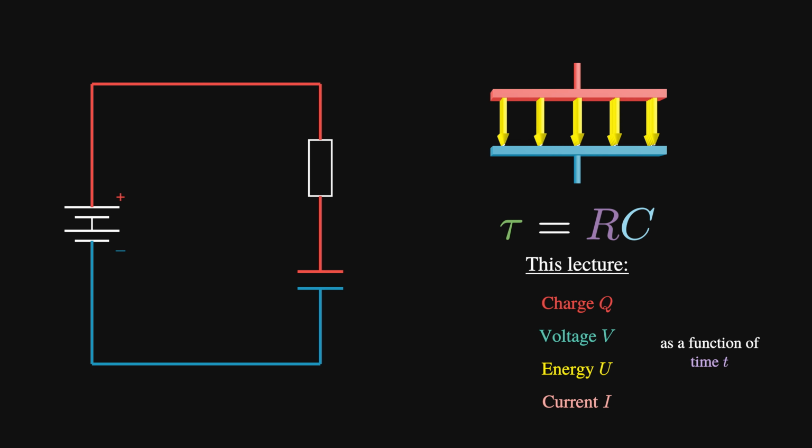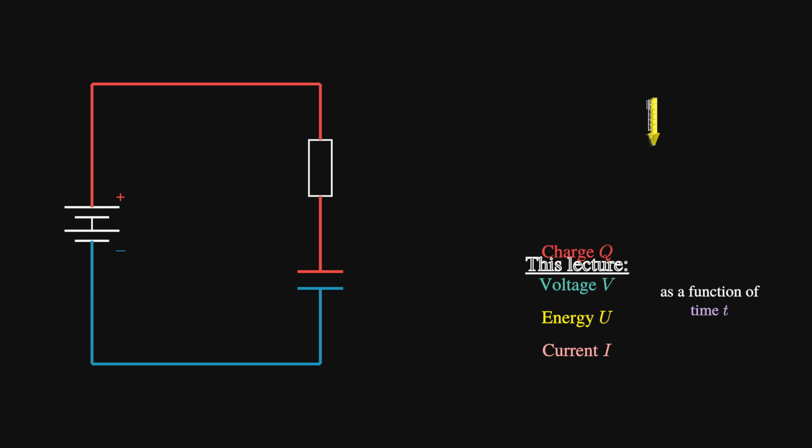In this lecture, we'll figure out exactly how to calculate these four quantities at any moment in time during the charging and discharging processes. We'll figure out where the constant tau equals RC comes from, and see what happens when we vary it. So let's start with the charging process of the most basic RC circuit, consisting of a battery, a resistor, and a capacitor in series.